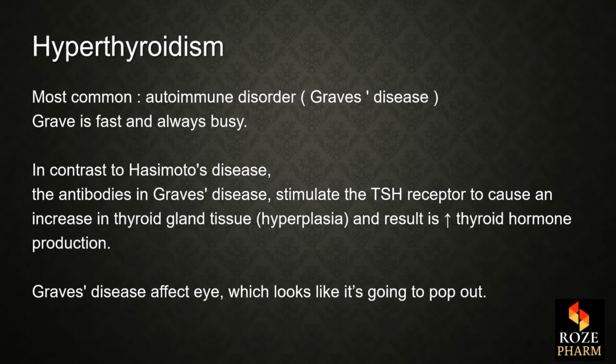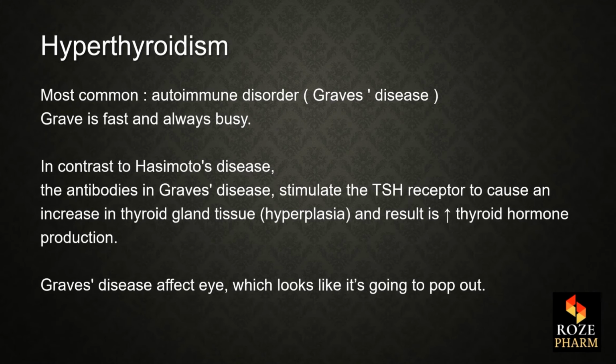In hyperthyroidism, the most common cause is an autoimmune disease like Graves' disease. Graves is fast and always busy. In contrast to Hashimoto's disease, the antibodies in Graves' disease stimulate the TSH receptor to cause an increase in thyroid gland tissue, called hyperplasia. The result is increased thyroid hormone production. Graves' disease affects the eyes, which look like they are going to pop out.